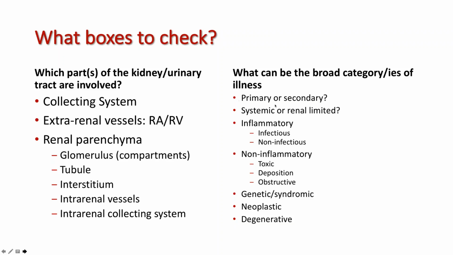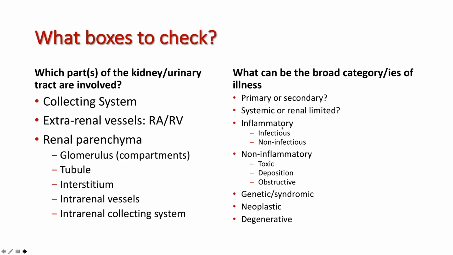Now, once you have done this, you should ask what the broad category or categories of illness are. Is it a primary renal disease or a secondary disease, which means, is there a systemic disease which is secondarily involving the kidney? The definition of a primary kidney disease is a disease which mainly involves the kidney. Primary doesn't mean that it involves only the kidneys. It can involve kidneys plus some other organs, but the primary presentation is with renal involvement. The second question, if you think there is a secondary condition, is whether it is a systemic condition or a renal limited condition, such as vasculitides.